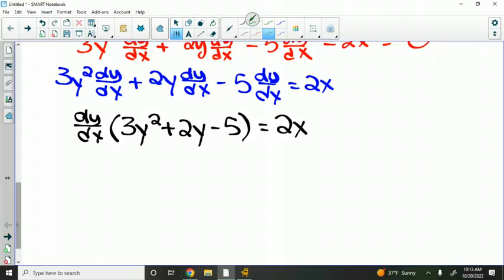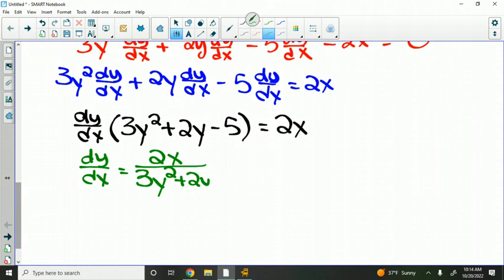And then again, dy dx is a factor, so it's this times this. If I want to get this isolated all by itself, I'm going to divide each side by this. So then dy dx equals 2x divided by 3y squared plus 2y minus 5. And then I have my dy dx by itself. I'm saying this is my derivative.